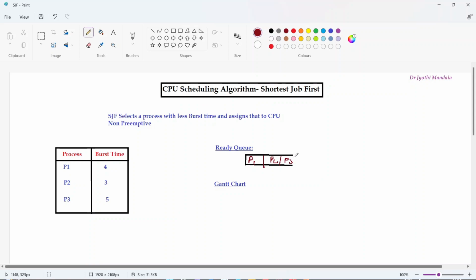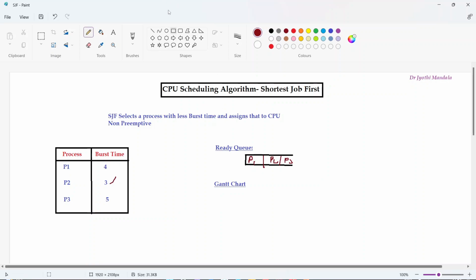Now, which process among these 3 processes has to be considered? If this were an FCFS algorithm, P1 would be considered first, but this is shortest job first. It will check the burst time of these 3 processes. P1 requires 4, P2 requires 3, and P3 requires 5. Of all these 3, P2 requires the least CPU time. So because of that, P2 has been selected first.